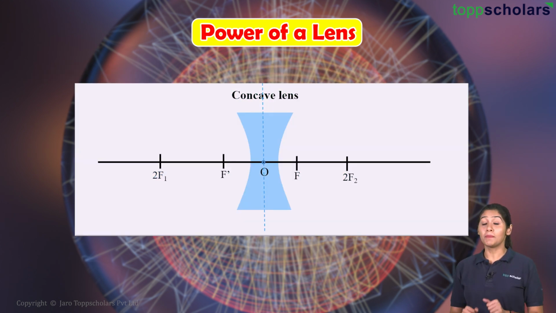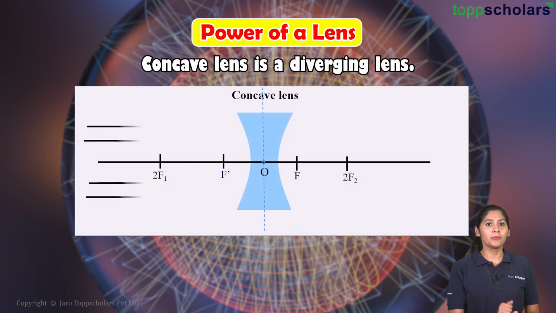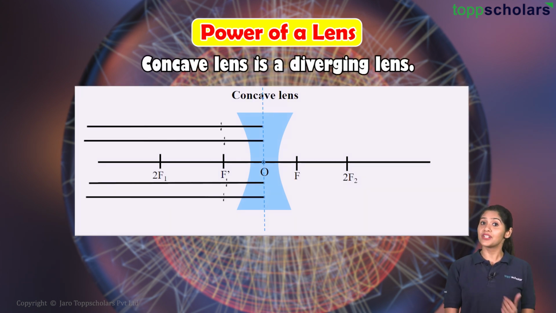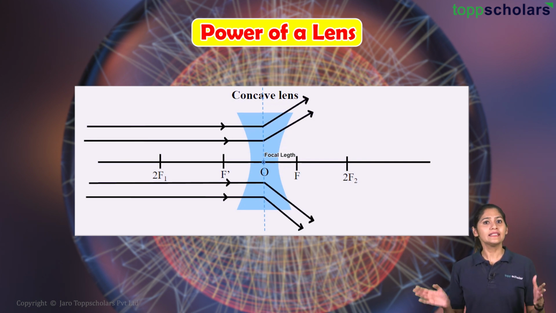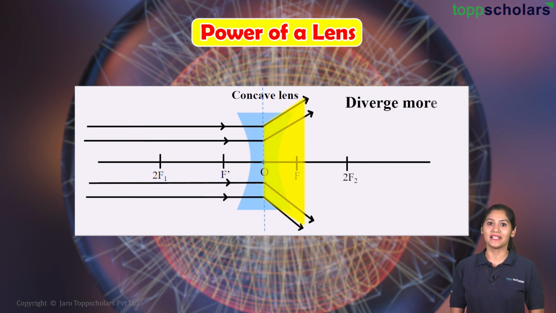Now let's talk about the concave lens. Remember, it is also called a diverging lens. So in this case, if the focal length is lesser, then the diverging power will be greater, or the concave lens will diverge the light more rapidly.